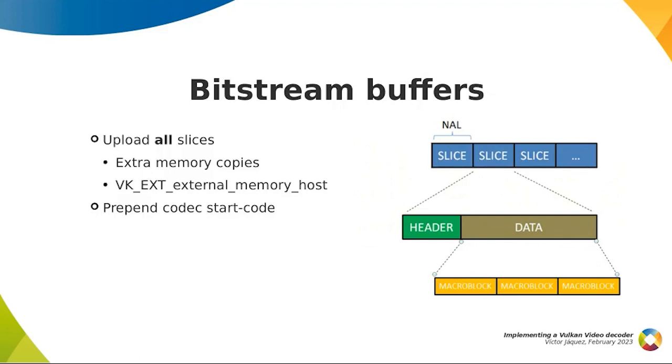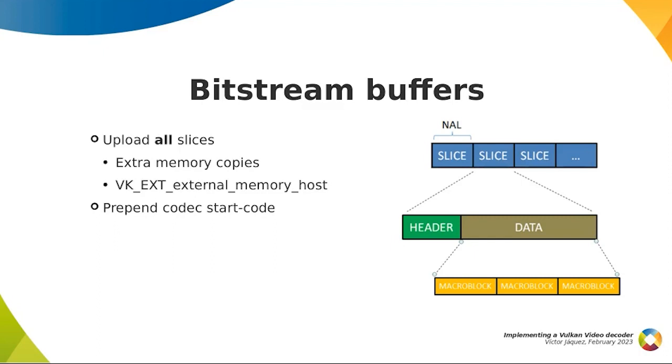In the case of bitstream buffers, each encoded frame is composed of, besides the parameters that we already talked about, slices. And the slices contain macroblocks and all that stuff. FFmpeg and GStreamer's internal APIs for video decoding assume that each slice is uploaded one at a time. But that's not the case for Vulkan video. Vulkan video asks to upload all the slices of the frame at once.